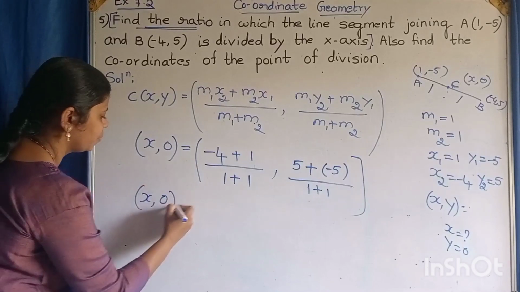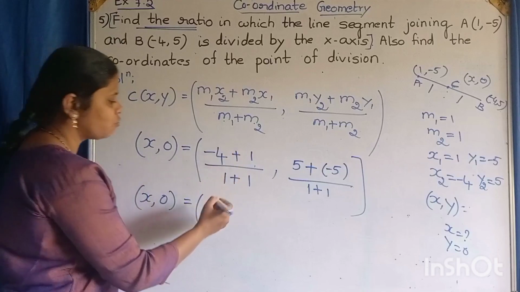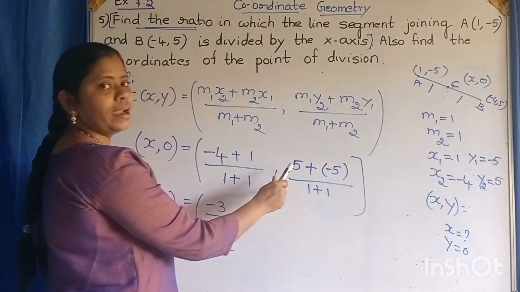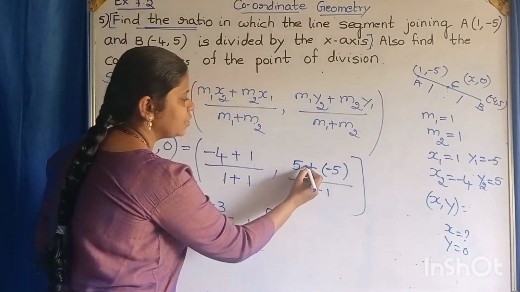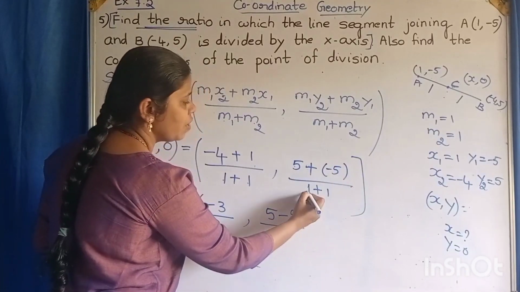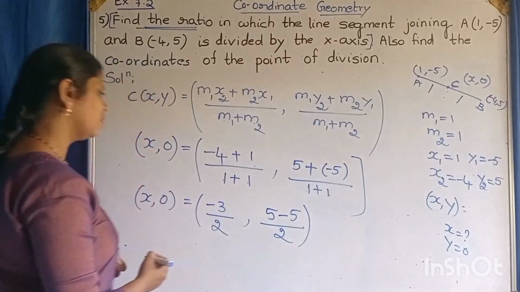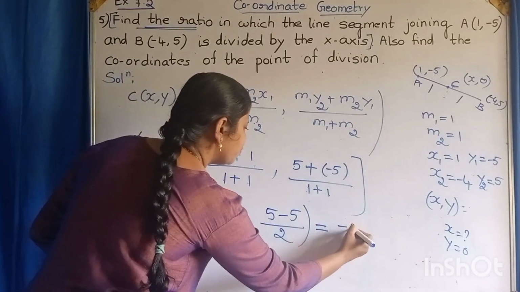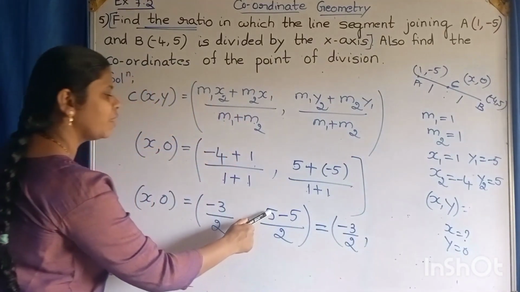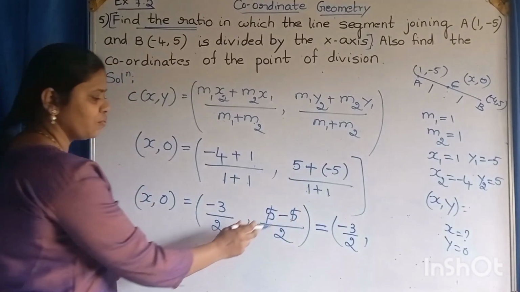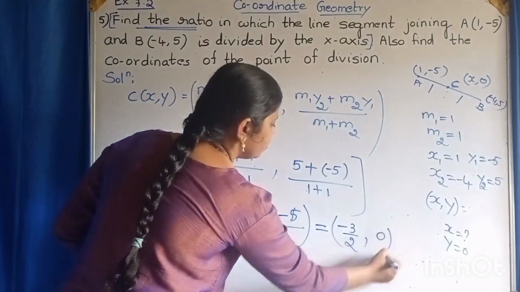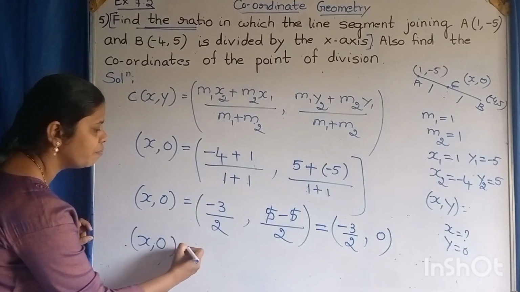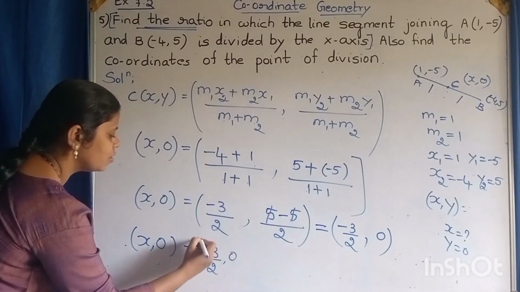x comma 0 is equal to minus 4 plus 1 is what? Minus 3 divided by 1 plus 1 is 2, comma. Now look at this, 5 plus minus 5 is 0, divided by 1 plus 1 is 2, isn't it? That is, let me write here, minus 3 by 2, comma, plus 5 minus 5 will get cancelled. That is 0. 0 by 2 is 0. Isn't it? The value of x, 0 is what? Minus 3 by 2, comma 0.